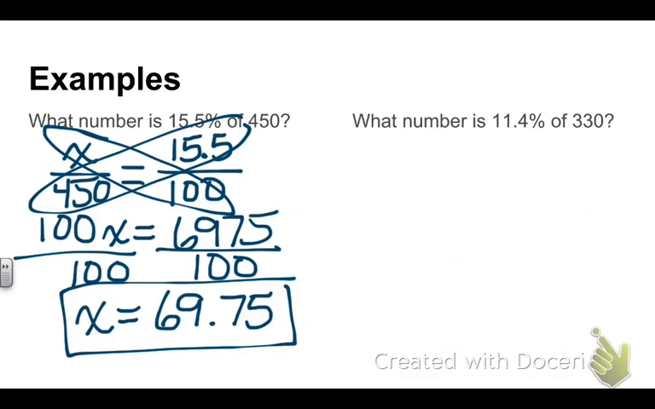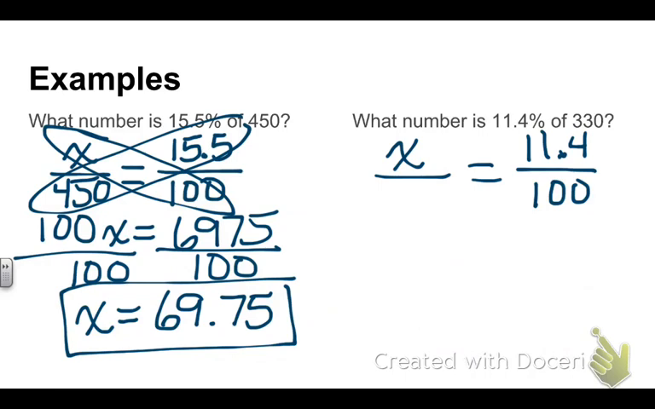All right, same thing for our second example. What number is 11.4% of 330? Let's get my proportion set up. It gives us the percent, and it's always going to be out of 100. What number is, we don't know the part. Of 330, that is our whole, so that's going on the bottom. Same thing, we can cross multiply.